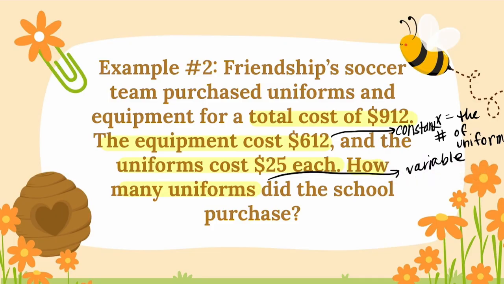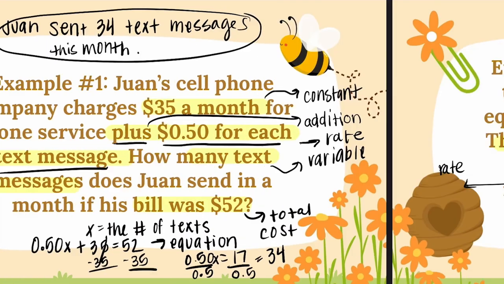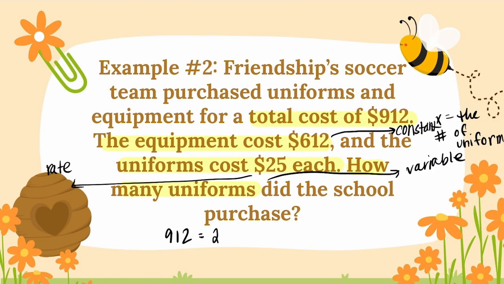And then we need to determine the rate. The rate is $25 each. Sorry about the bell. So the rate is $25 each. And that keyword each helps us determine that is the rate. So then we can create an equation from here. So we know that the total cost is $912, which is equal to 25 times X, or $25 times X gives us the cost of the uniforms plus the one-time fee of $612.